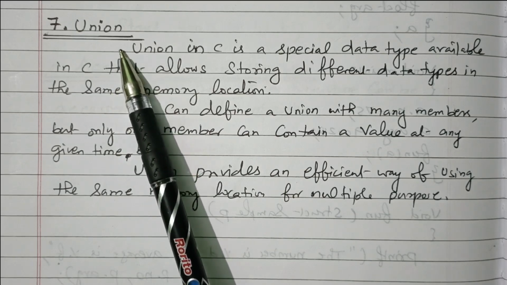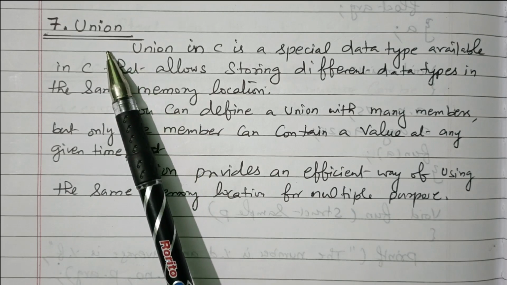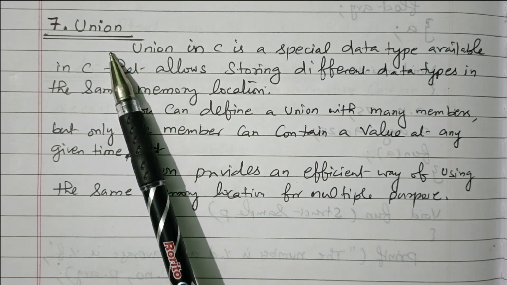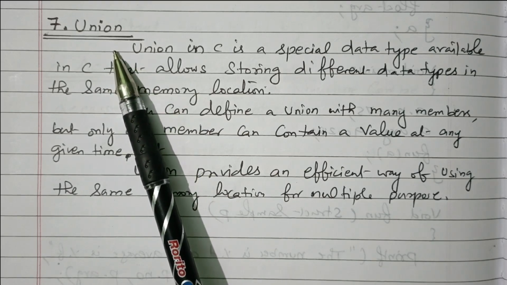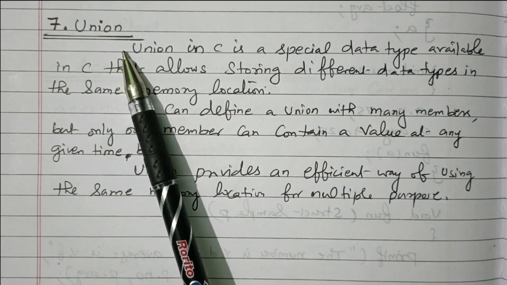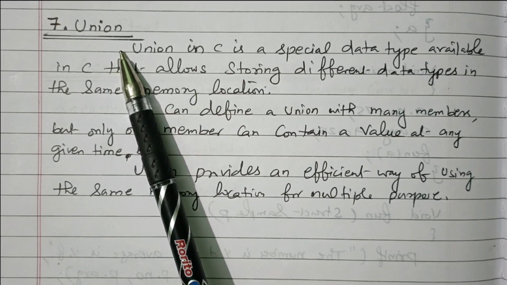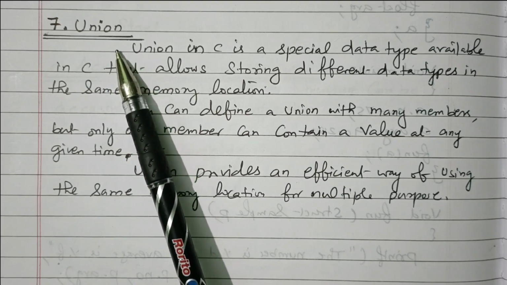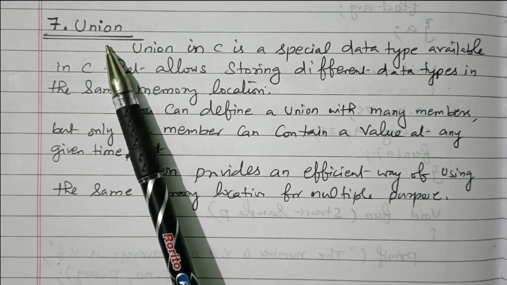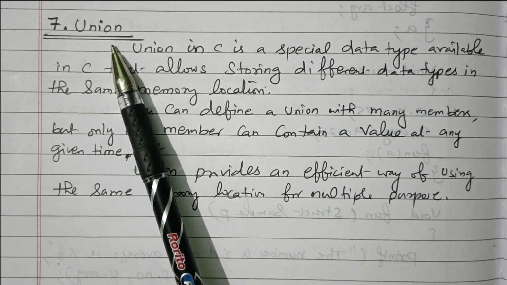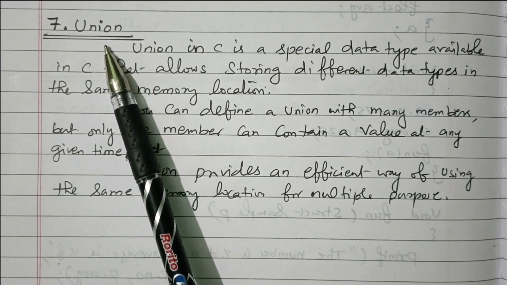Now we'll go to the topic union. We know that union is related to structure. Structure is a collection of different types of related data, for example student detail, employee detail, like that. So we will compare it with the union. Union is also similar to structure, but some special characteristics are available.